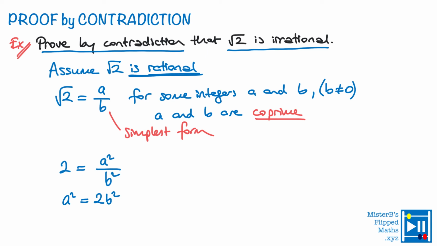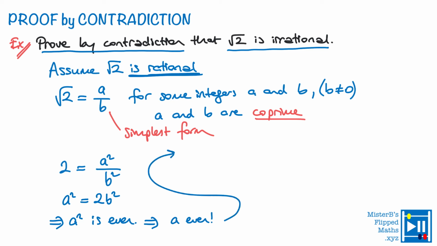Now, this makes a squared an even number because it is in the form of 2 times an integer. So I can say from here that a squared is even. Now, from the previous example, I know that if a squared is even, then a is also even. Now, if a is even, I can write a as 2m for some integer m.